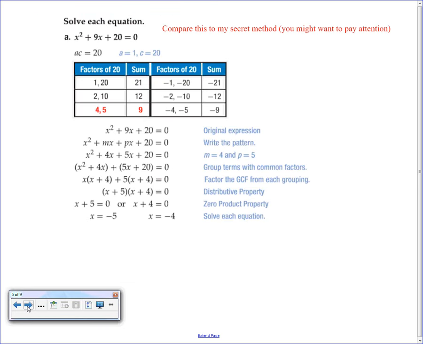trinomials such as x squared plus 9x plus 20 equals 0. If we take a look in the textbook, these are the steps that they have you go through. But what I'm going to do is show you a new method that is a little bit easier, I think, and it carries over into tomorrow's lesson. This is called the box method.